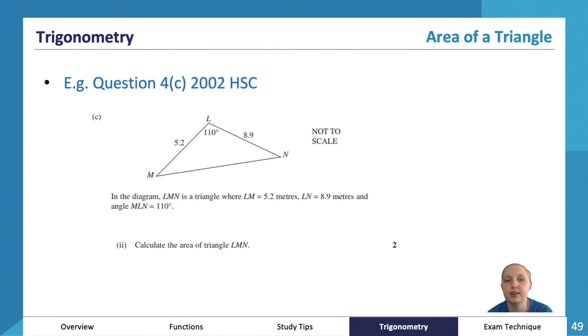I'll give you just a minute to have a look at this one. In the diagram, LMN is a triangle where LM equals 5.2 meters, LN equals 8.9 meters, and angle MLN is 110 degrees. For 2 marks, calculate the area of the triangle LMN. The reason you know you have to use the area of a triangle formula is because it's literally told you to find the area and it's not right angled. So you need to use the formula for non-right angled triangles. Okay, I'll give you just like a minute to have a quick go at this one.